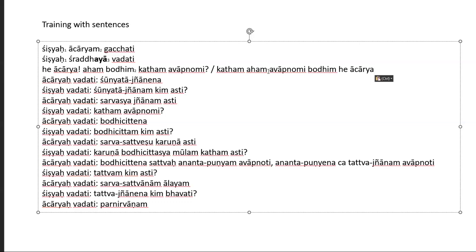Katham aham he Acharya avapnomi bodhim. Katham bodhim avapnomi he Acharya aham. No problem. Just keep the he with the Acharya. That's good. Or you can remove the he also, because acharya just means teacher, but it's more polite to add the he. You can say, he acharya, aham bodhim avapnomi katham. Aham he acharya, bodhim avapnomi katham. Avapnomi katham aham he acharya bodhim. No problem whatsoever to change the sentence structure.